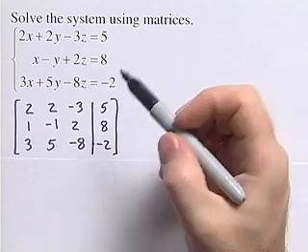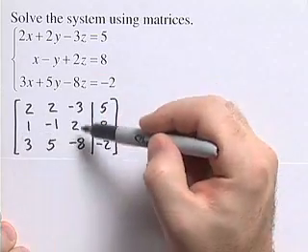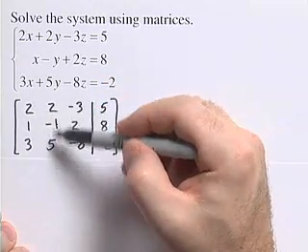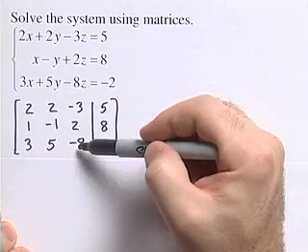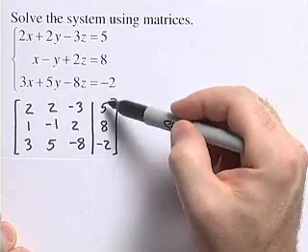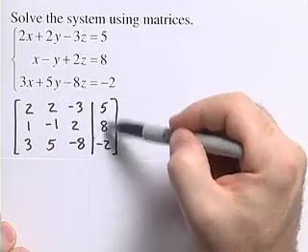Remember that the augmented matrix is in two parts. We have the coefficients of our variables, the x coefficients in the first column, y coefficients in the second column, and z coefficients in the third, then a vertical line, and then the coefficients on the right-hand side go in the second part here.